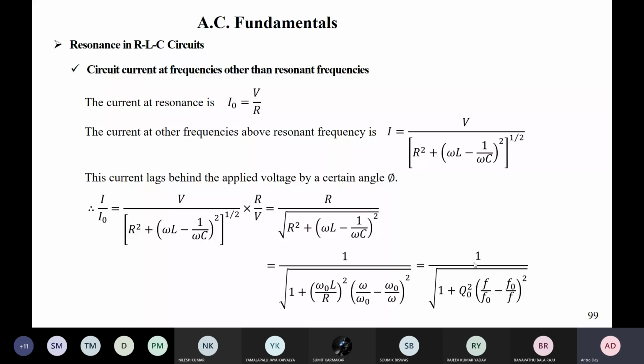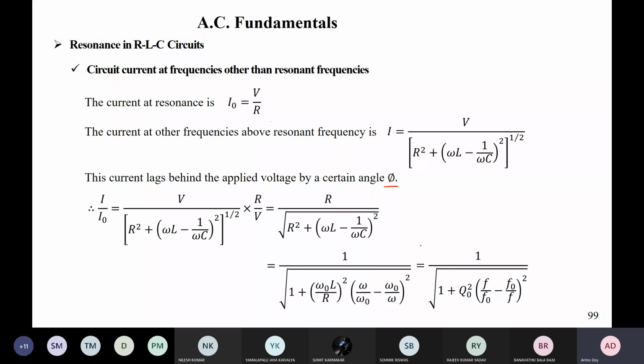And this is the circuit current at a frequency other than the resonant frequency. If you would like to express it in terms of resonant frequency and quality factor, you can write like this: current at resonance is purely resistive, so it is I0 equal to V by R. And then current at other frequencies, this is your impedance, so you can write it like this. Now the current lags behind the applied voltage by a certain angle phi, which is related to your power factor. We are not using that here, but what we are trying to do is find out the ratio between I and the resonant current I0.